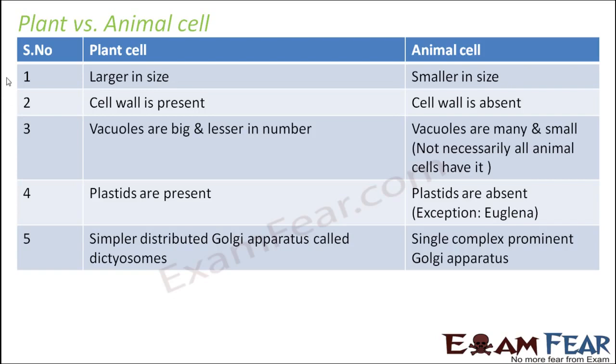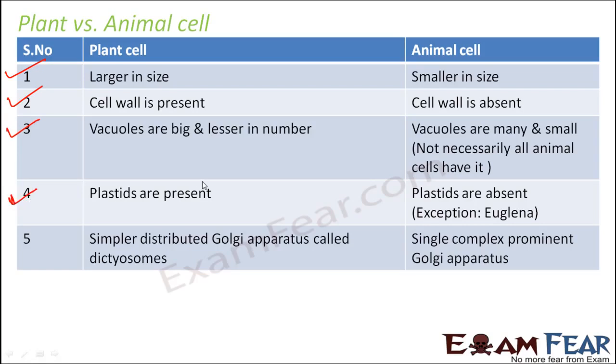Plant cells are larger in size than animal cells. Cell wall is present in plant cells to provide additional structural support, which is absent in animal cells. Vacuoles in plant cells are very prominent. They are very big, but they are lesser in number. They occupy almost 90% of the cell in many cases. Whereas vacuoles are smaller in size in animal cells. They can be present, they might not be present. If they are present, they are generally small in size.